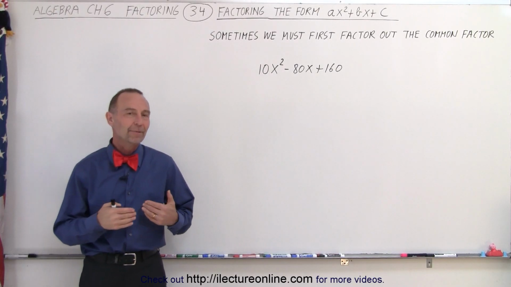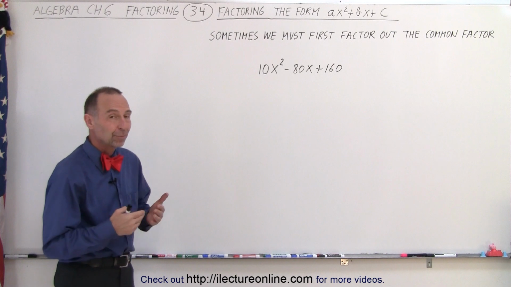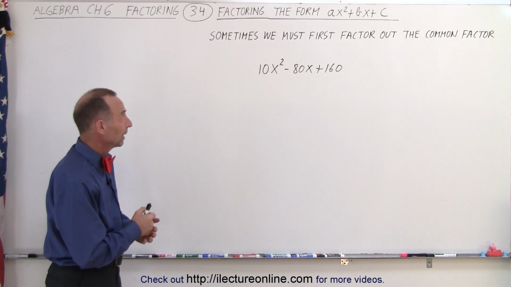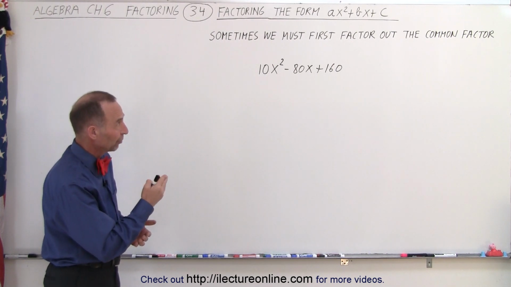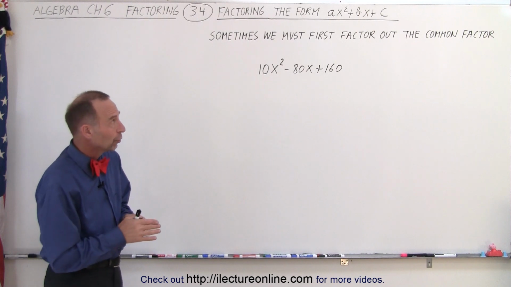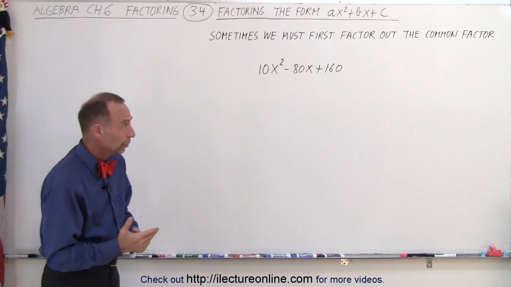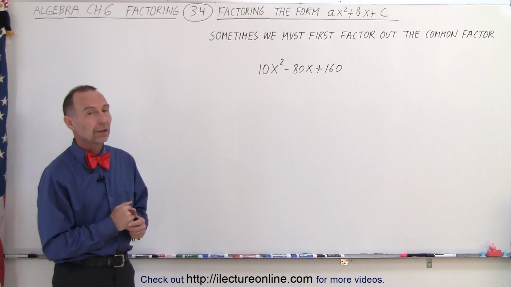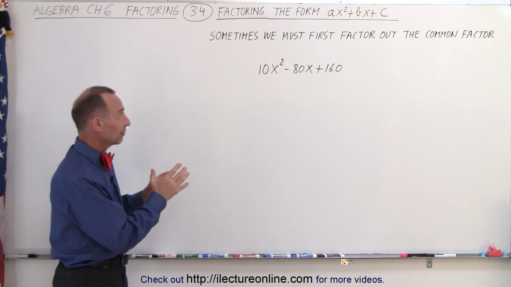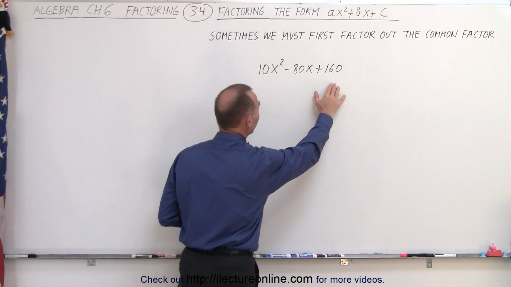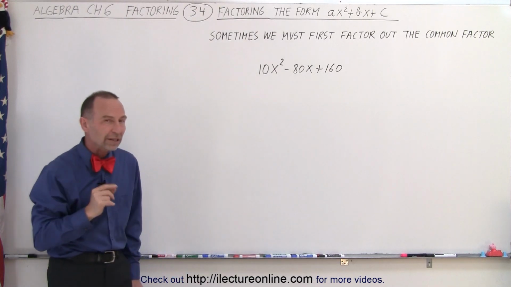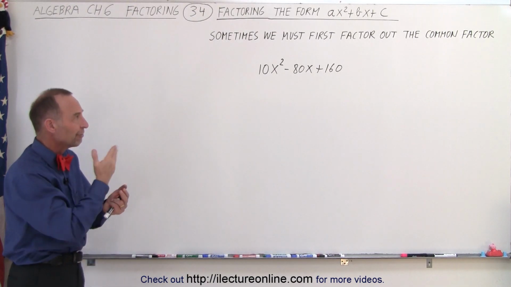Now the next type of factoring technique is probably the most challenging one. It's the form ax squared plus bx plus c. In other words, there's a numerical coefficient in front of the x squared, which may make it very difficult to factor. Now sometimes it may look like that form, like in this particular example, but we first must always check to see if there's a common factor we can factor out first.